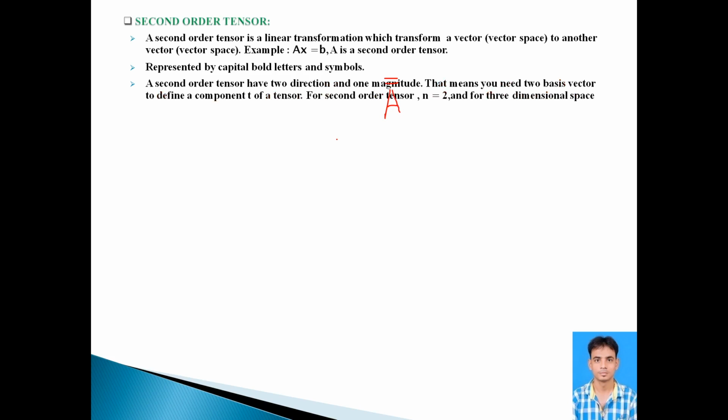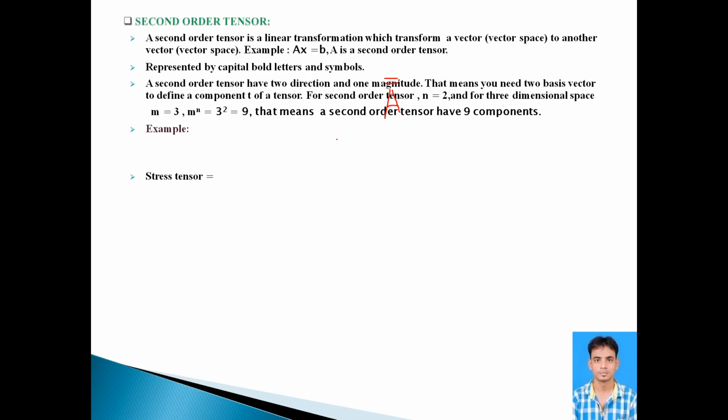That means you need two basis vectors to define a component of a tensor. So for a second order tensor, n equal to 2, and for three-dimensional space, m to the power n, that is 3 to the power 2, 3 square, is equal to 9. So a second order tensor has 9 components. Clear?